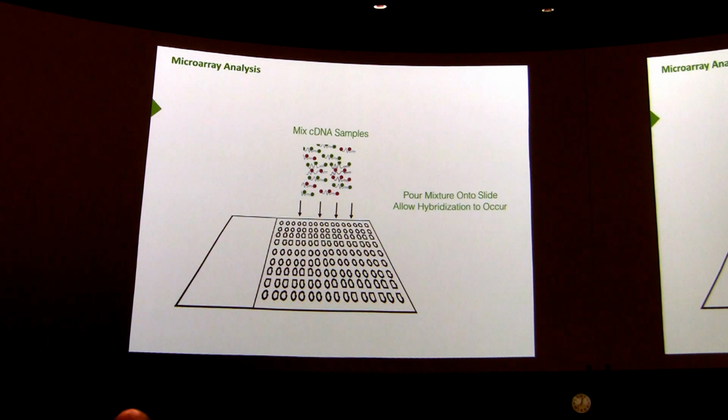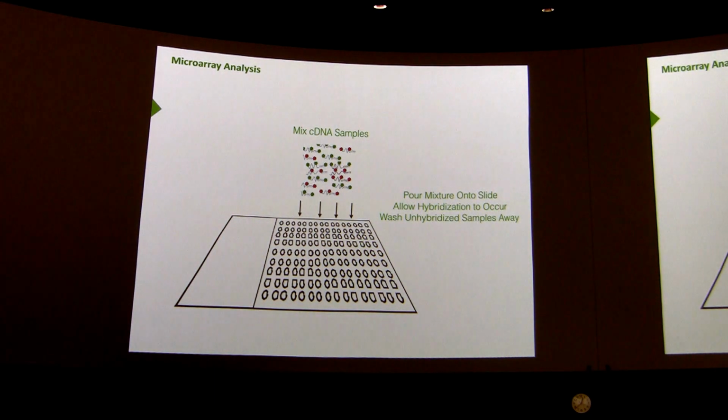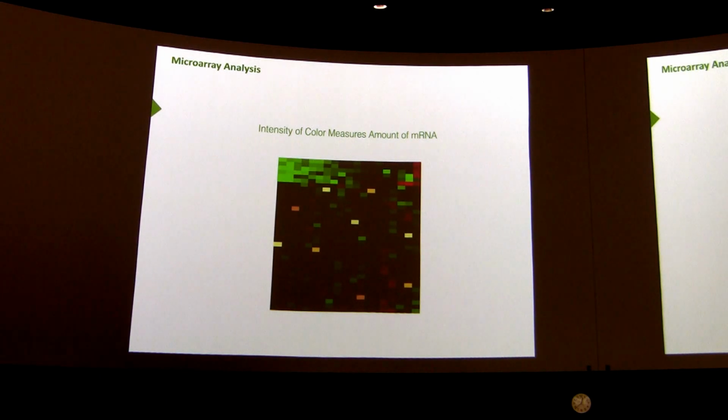Okay? I allow hybridization to occur. This is where complementary strands will find each other. And I've made this so that they're complementary. All right? And then I wash away anything that's not hybridized. So anything that's complementary to each of those spots is going to base pair with it, and then the unhybridized thing is going to go away. All right. What does it look like?